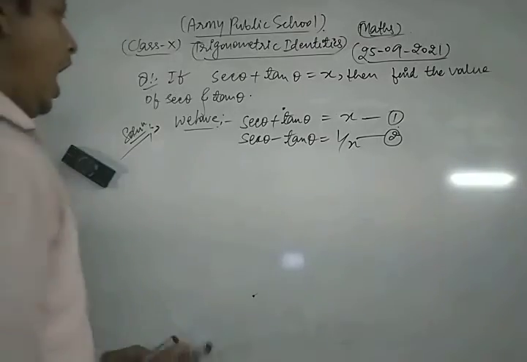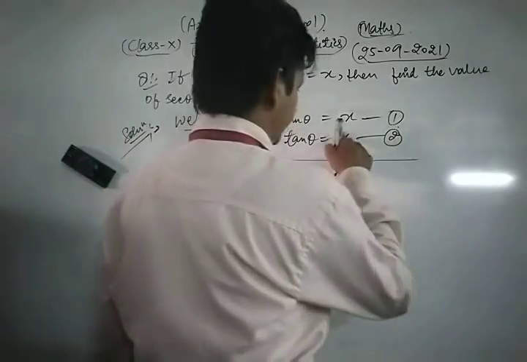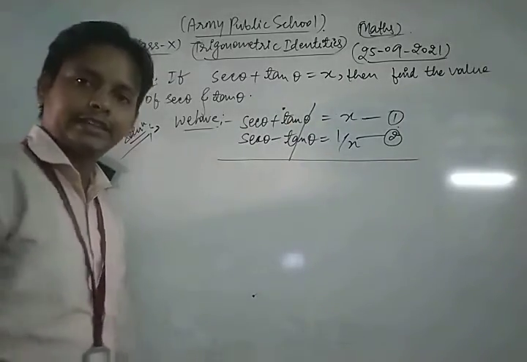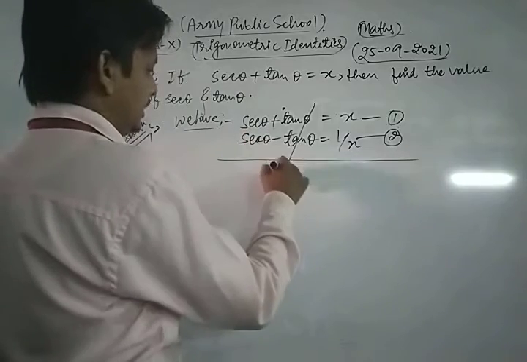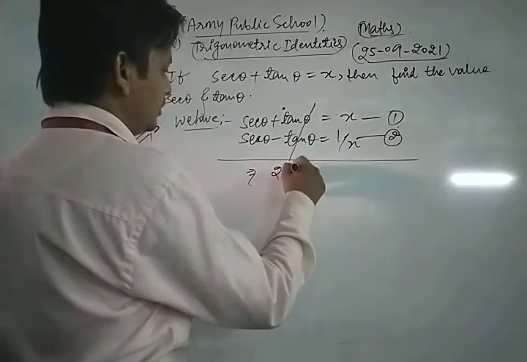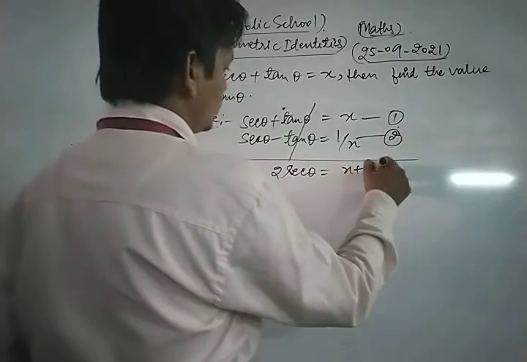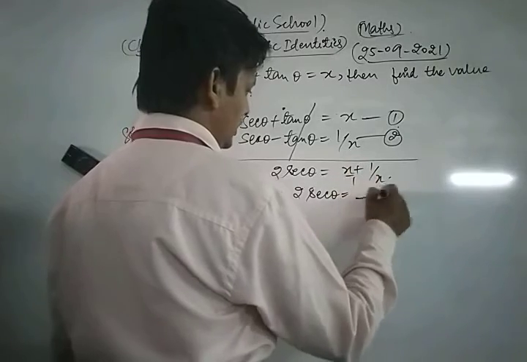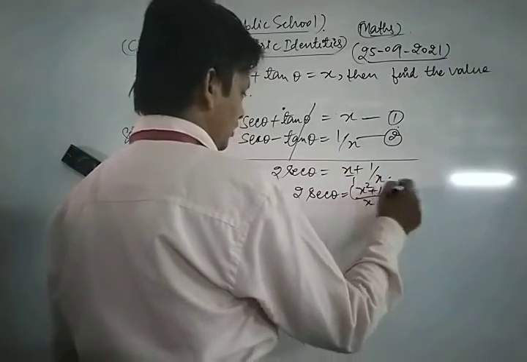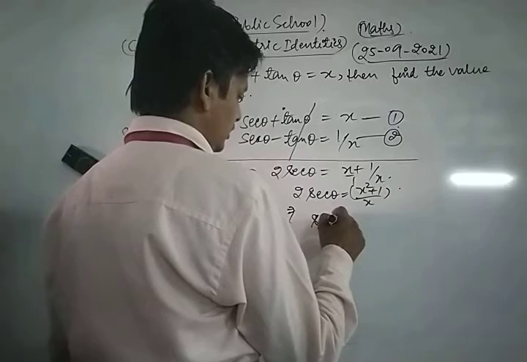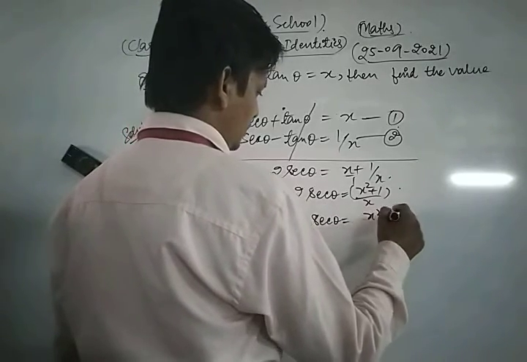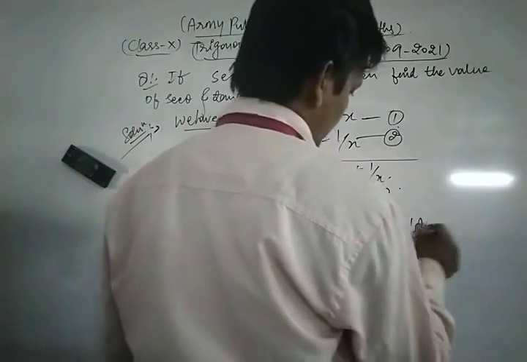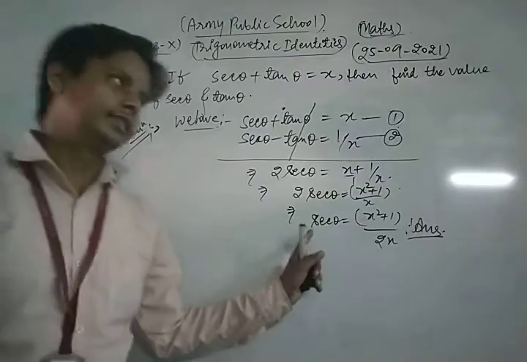Now look, if we add these equations, tan theta is cancelled. So we get sec theta plus sec theta, that is 2 sec theta is equal to x plus 1 upon x. So from there, 2 sec theta is equal to, we take the x, so now we write sec theta is equal to x square plus 1 upon 2x. So this is the first answer. This is the value of sec theta.